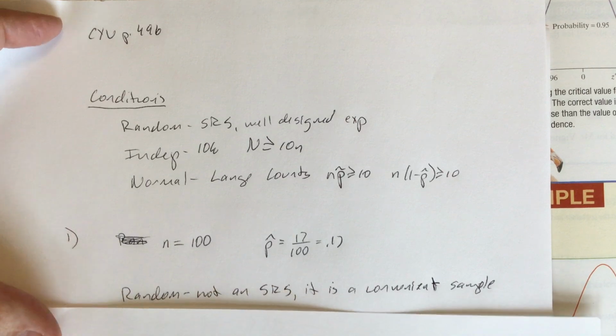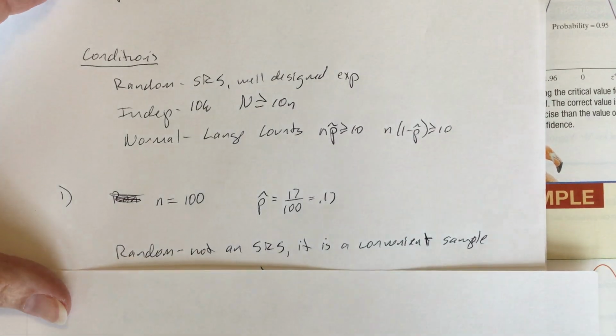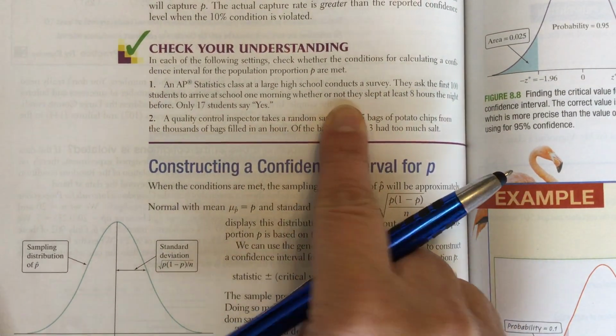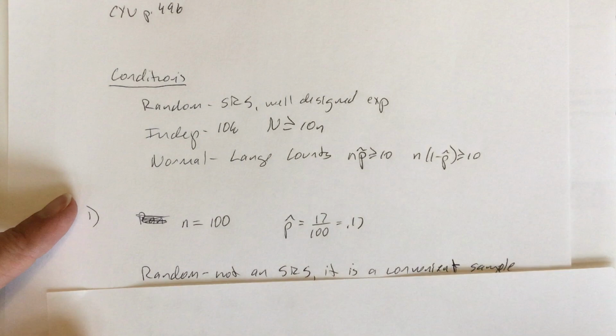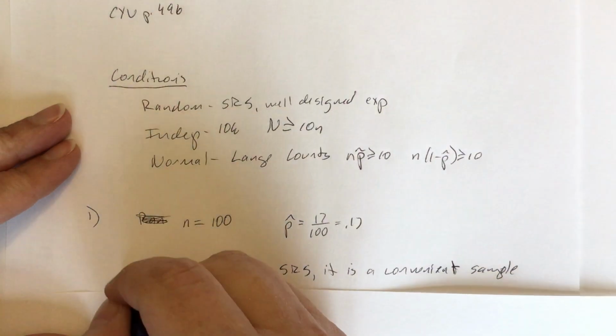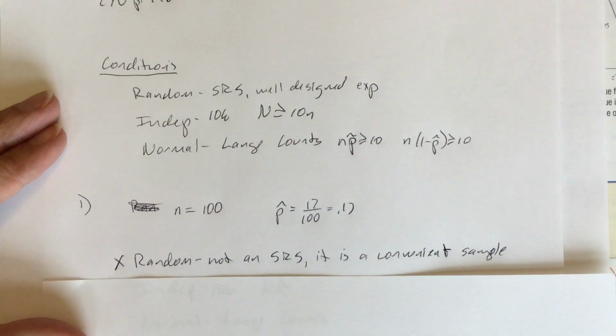So let's go through our conditions. Random, it's not an SRS. It says here that they asked the first 100 students to arrive at school. That is totally a convenience sample, so it's not an SRS, so that condition is not met. Let's check the other ones.